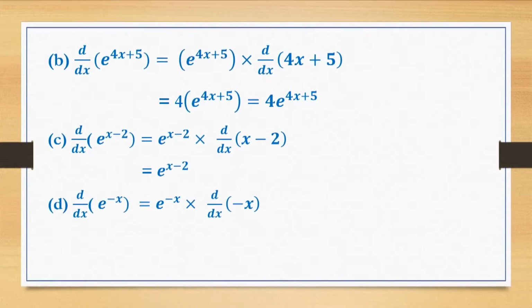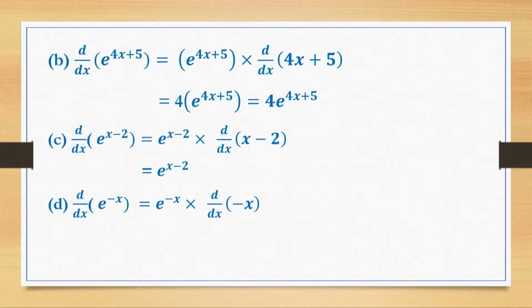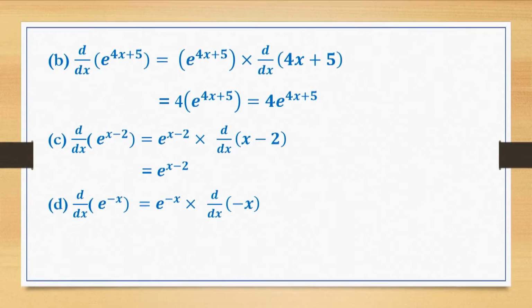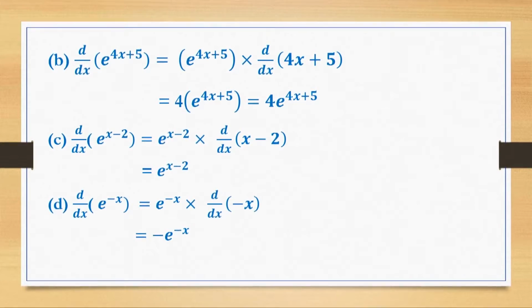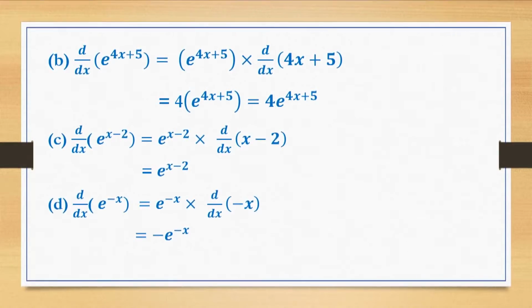Part D, differentiate e to the power of minus x will give me e to the power of minus x times the derivative of the power. That is, I need to differentiate minus x, which is minus 1. So the answer will be minus e to the power of minus x.